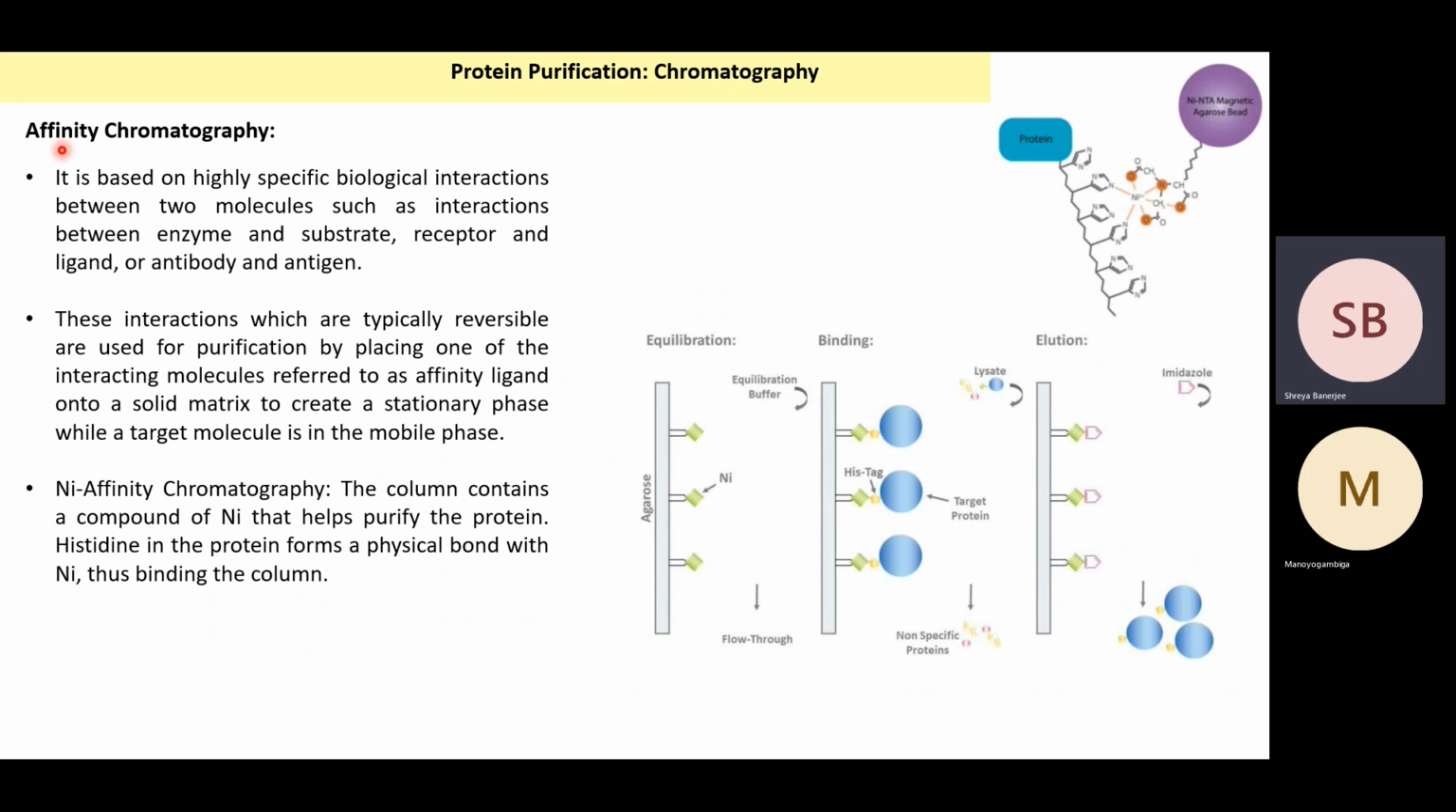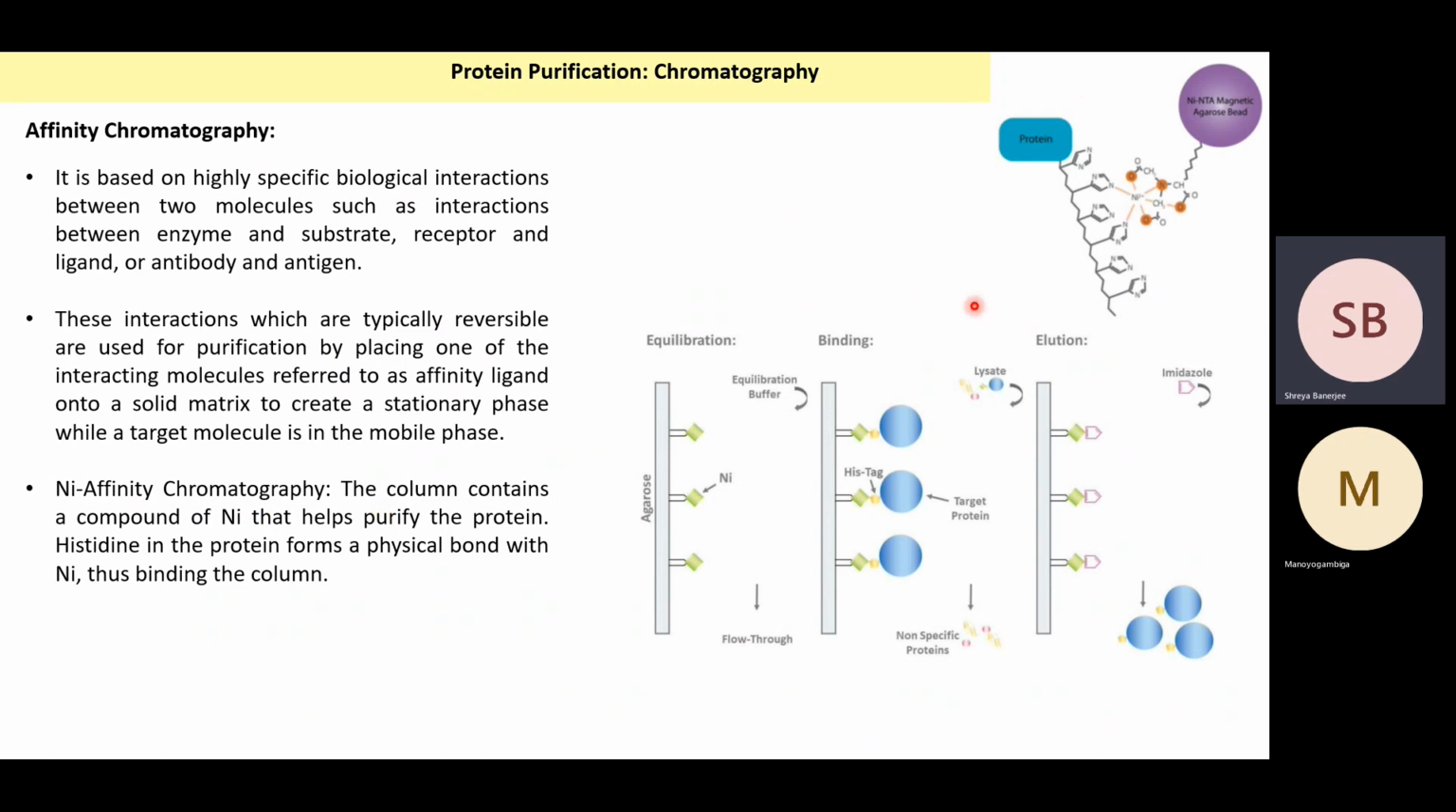Another method is called affinity chromatography. This is based on highly specific biological interactions between two molecules, such as interactions between enzyme and substrate, receptor and ligand, or antibody and antigen. These interactions, which are typically reversible, are used for purification by placing one of the interacting molecules, referred to as the affinity ligand, onto a solid matrix to create a stationary phase, while the target molecule is in the mobile phase. One example of this is nickel affinity chromatography.